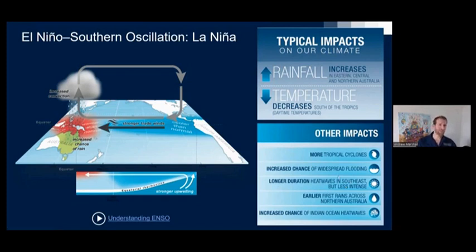And particularly because this is the 3rd La Nina in a row that we've had, we have very wet soils since the last event and the event before that. So we do have an increased chance of flooding and runoff.